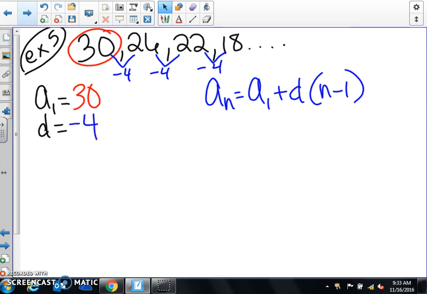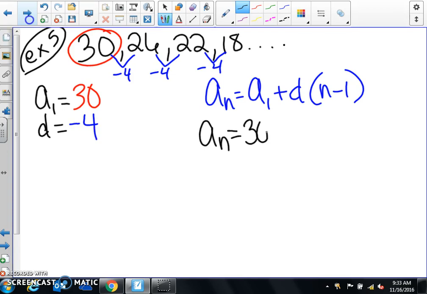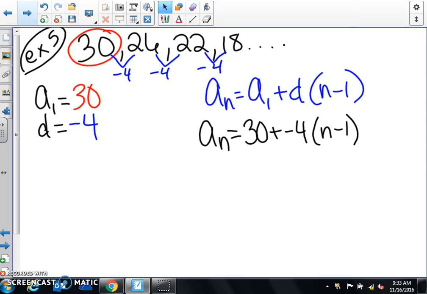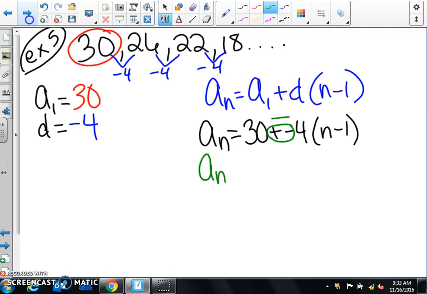Let's go ahead and start plugging in. A sub n equals 30 plus a negative 4, and then n minus 1. Y'all know that I hate double signs, okay? I don't like them. So before we even get trucking, let's go ahead and change that. A positive and a negative is just a negative. Just so I don't get confused, I'm going to rewrite it. All right. Now I'm set to go.